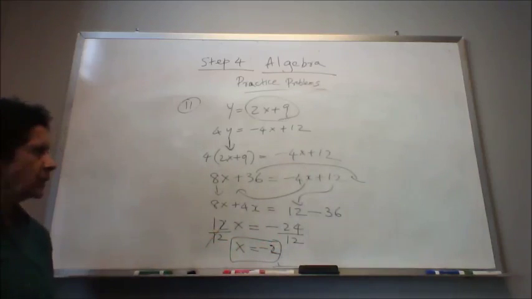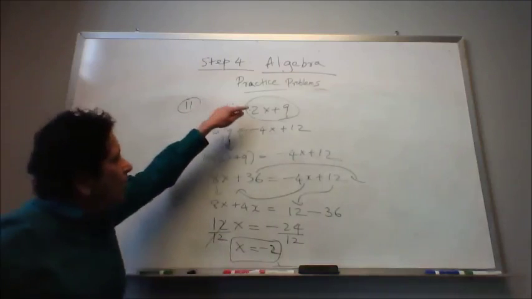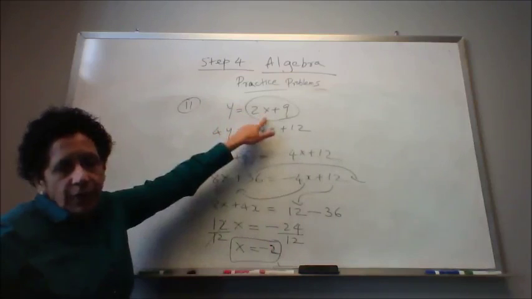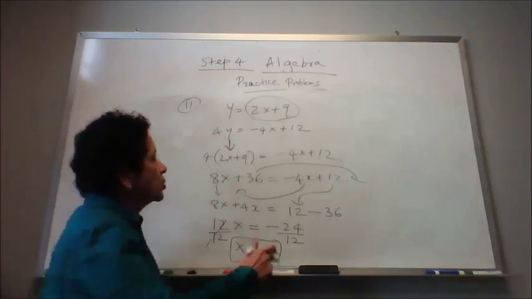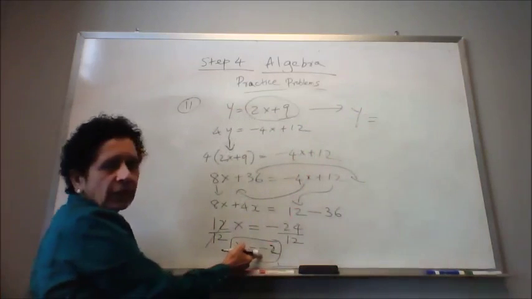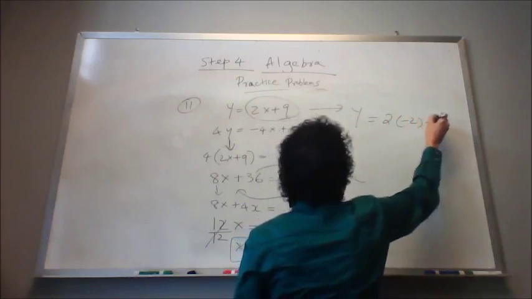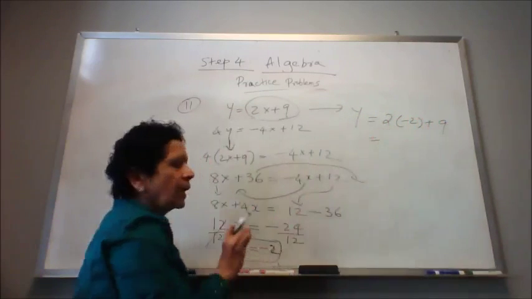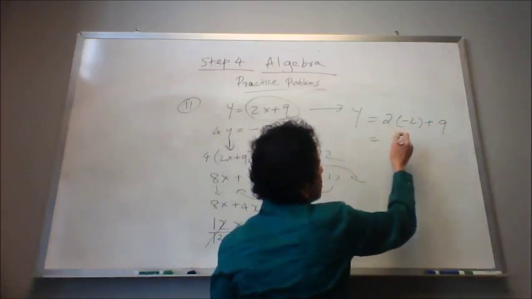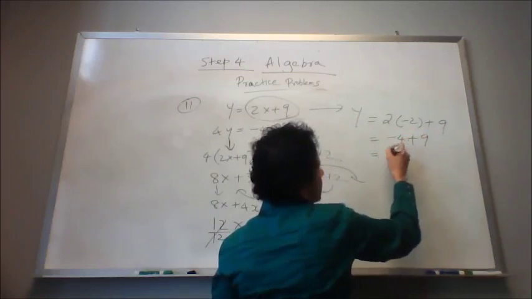I solved for x. So now I want to find what is the y value. Okay, so I can go back again to this equation, plug in the value of x, then I can get the value of y. So take this equation, so this is y, and then I know that x equals minus 2, so 2 times, put x equals minus 2, and then plus 9. I just plug in the value of x, which is minus 2. So 2 times minus 2 is minus 4, and then plus 9, and you can do it in the calculator, so that's actually 5.